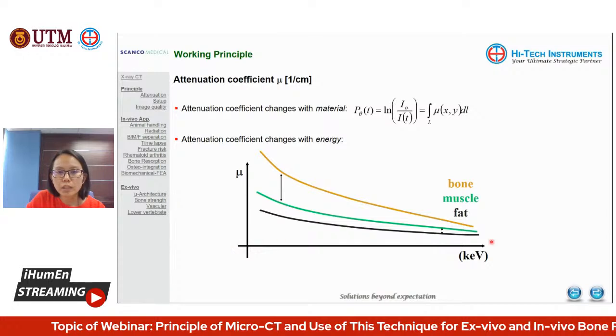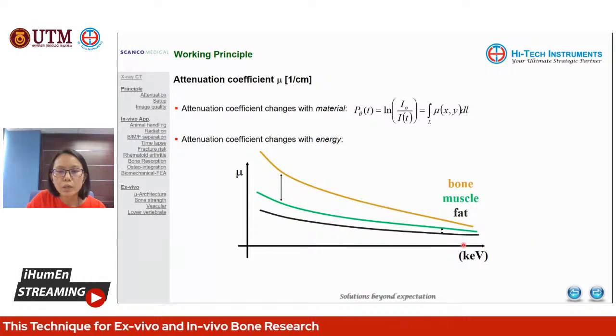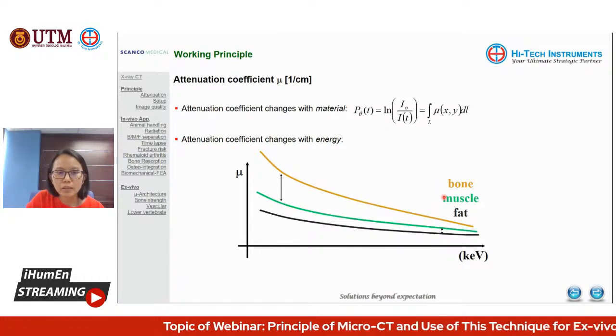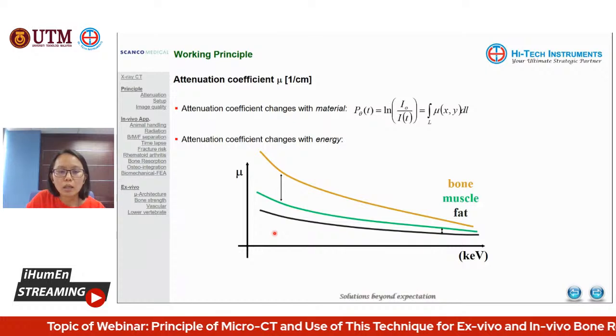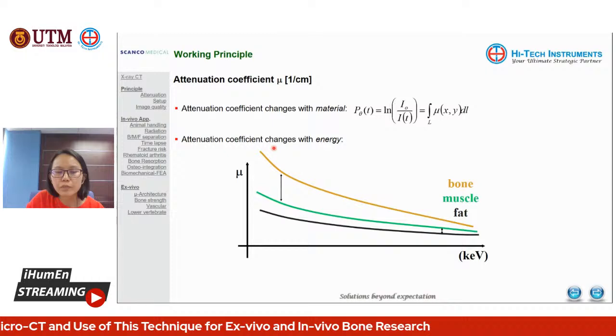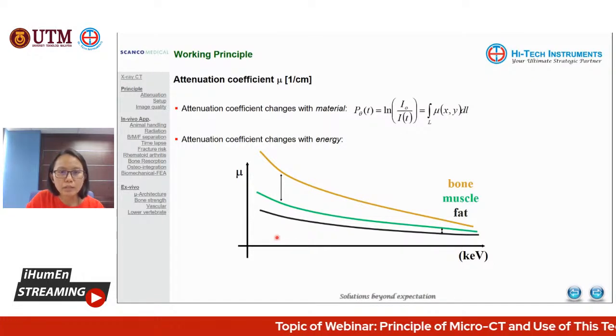So this will be the energy level from low to high. As you increase the energy level, you can see that the efficiency of differentiating between the bone, muscle, and the fat will decrease compared to when you use a lower energy level. So when you are using a lower energy level, the efficiency to differentiate between all these three materials will be higher. But of course, with a lower energy level, the resolution might be affected.